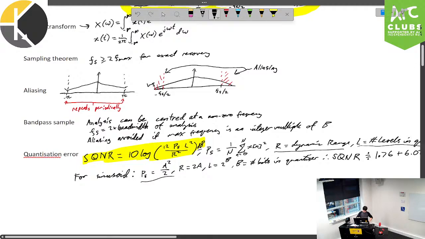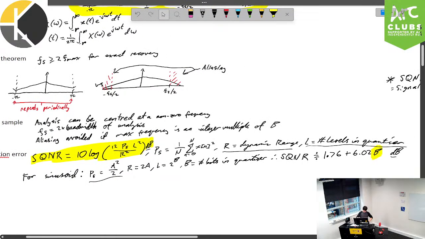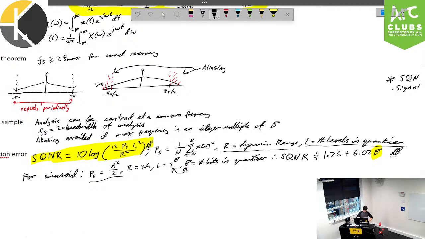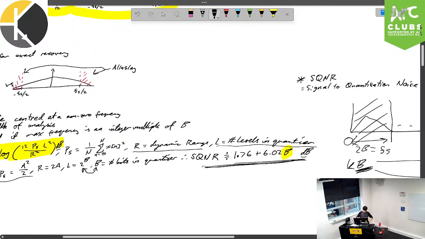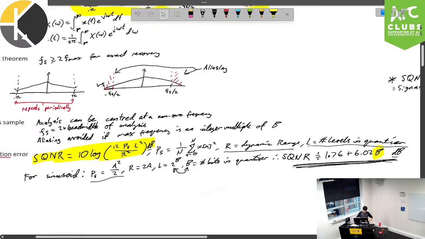So for a sinusoid with amplitude A, the average power is A squared on 2, which kind of relates back to RMS, but anyways, R is given as 2A because we have to go up to A and down to minus A, and B we can use as the number of bits within a quantizer, so we know the number of levels to be 2 to the power of B, giving us the standard form of SQNR being approximately equal to 1.76 plus 6.02 times B, where B is the number of bits in your quantizer, in decibels.